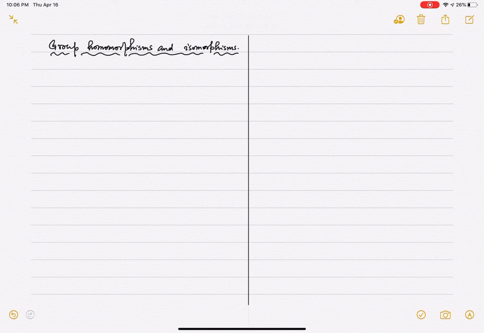So far we were talking about individual groups. Now we'll start talking about interrelationships between different groups via this notion of group homomorphisms.